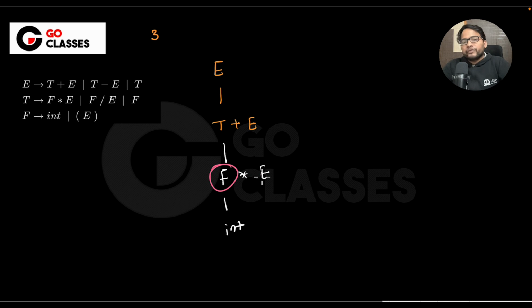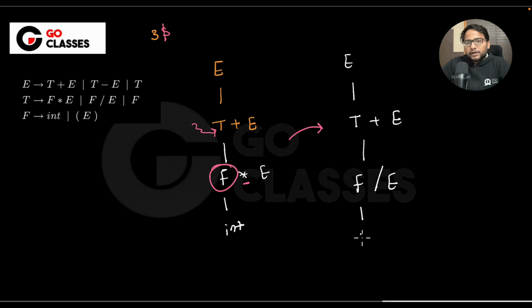So the failure of whom? Failure of F, or failure of E, or failure of T, failure of whom? See, this is a failure because this is not the dollar, right? So failure of T. Since this got failed, you need to backtrack, which means you will try a different production of this T. So F into E you have tried. Now you will try F divide E.